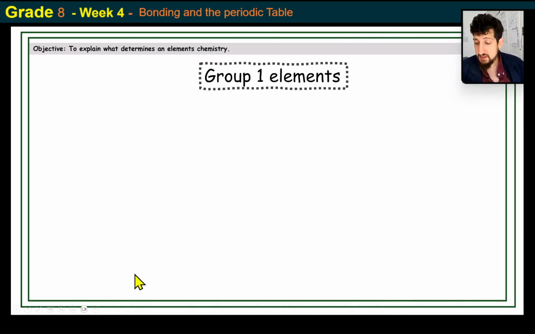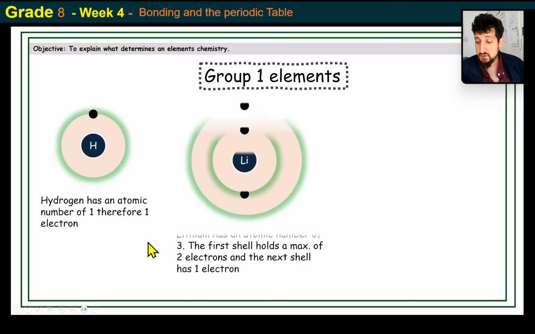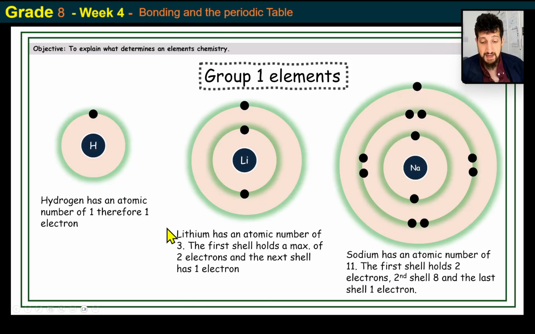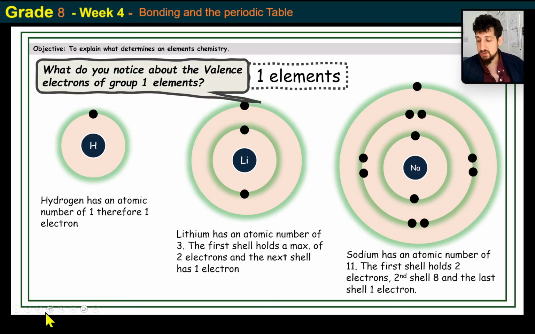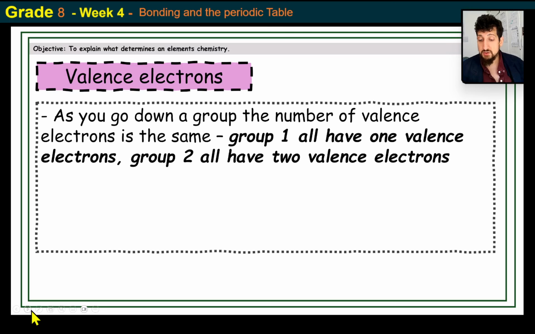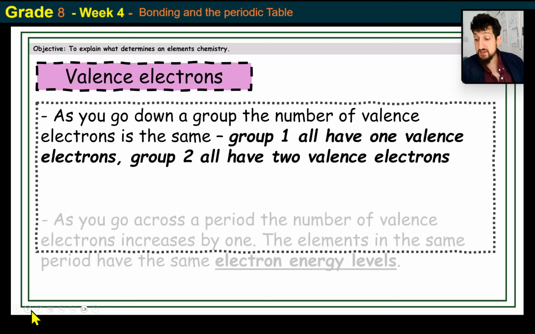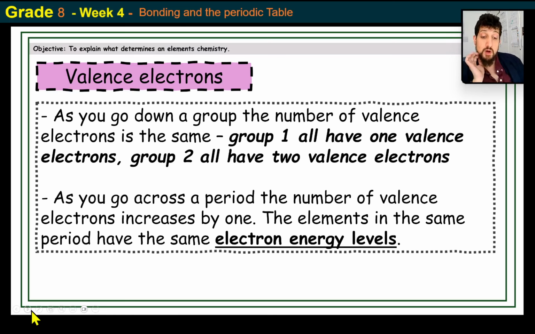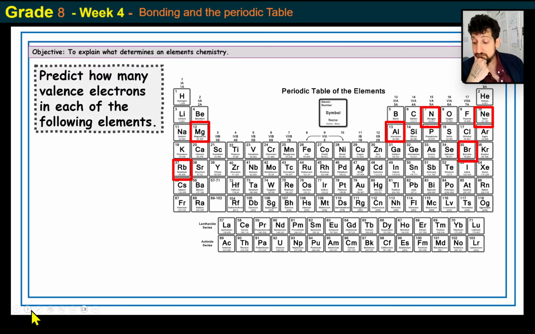We talked about valence electrons, group 1 elements. Of course, we've got hydrogen, lithium, and sodium. And what do you notice? They all have 1 on the outside, because they're in group 1. Group 1, 1 on the outside. Group 2, 2 on the outside, and so on. As you go down the group, valence electrons are the same. Group 1 all have 1 valence electron. You know, we just figured that out. So everything in group 1 has 1 valence electron.